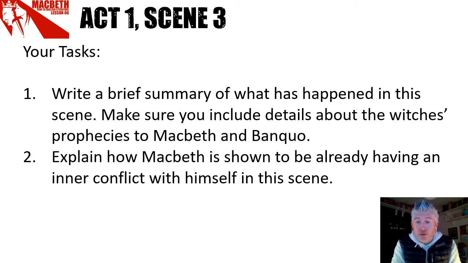And secondly, also important, explain how Macbeth is shown to be already having an inner conflict with himself in this scene. Throughout the play, as we go through the story, Macbeth's mental state is constantly challenged and stressed by the things that are happening. And it's interesting that right here, still in the very early part of Act 1, he's already got this kind of inner conflict developing within him. So it'd be nice for you to pick out some of the quotes or some of the moments or some of the structural features, like the asides, for example, that help to show the audience that he has got this inner turmoil as he tries to work out in his own head what he should be doing.